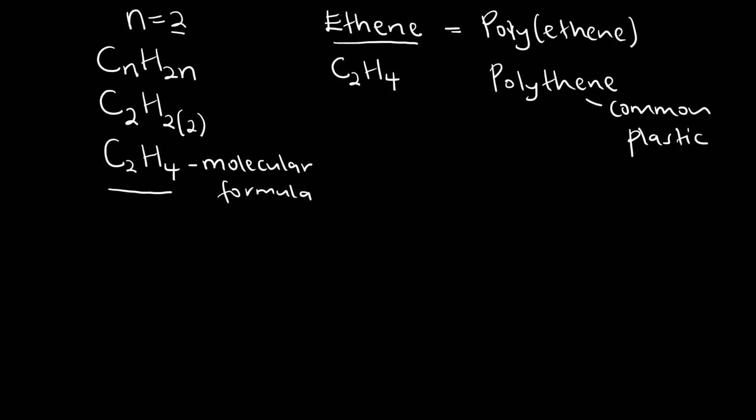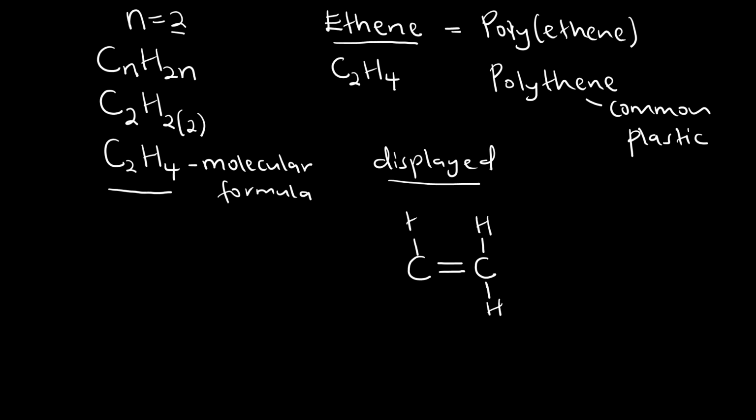When you look at our displayed formula for ethene, we shall have it as follows. So our displayed formula, we shall have the two carbon atoms and the double bond, because we say the double bond is the functional group for these alkenes, and then we shall have the 4 hydrogen atoms attached 2 to each to ensure that each carbon atom ends up having 4 bonds. So this will be the displayed formula for ethene.